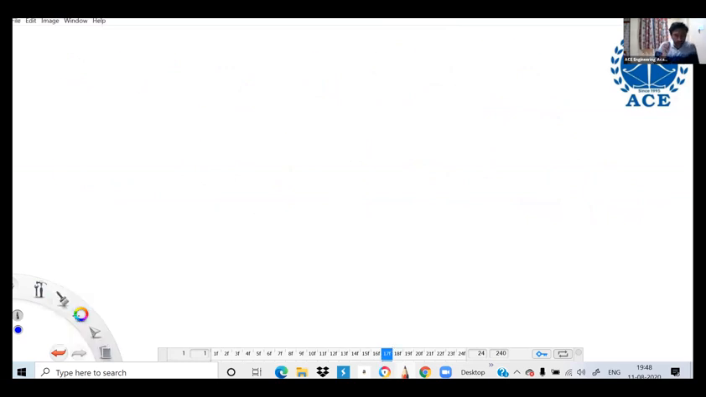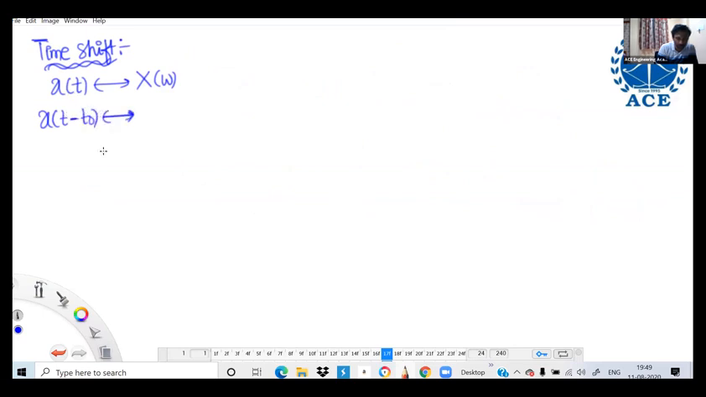Okay. Let us discuss the next point: time shifting of Fourier transform. If x of t has spectrum X of omega, what is the Fourier transform of x of t minus t naught?